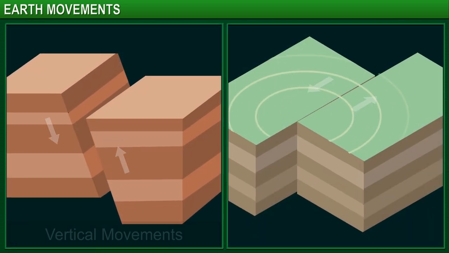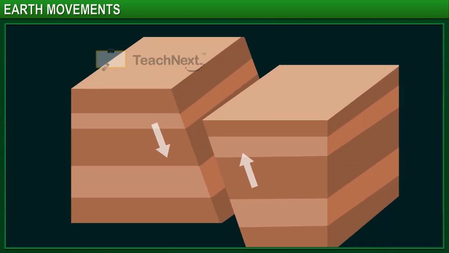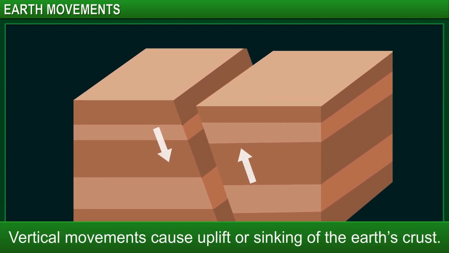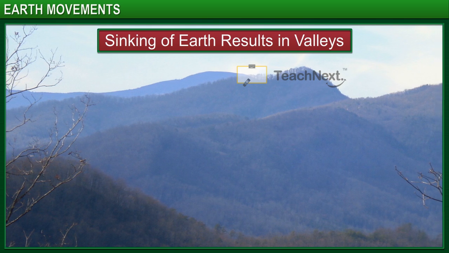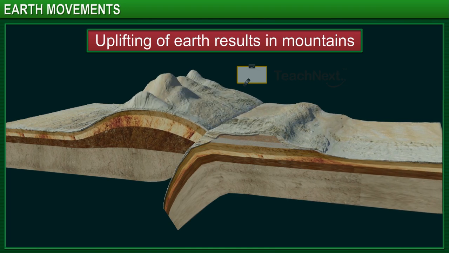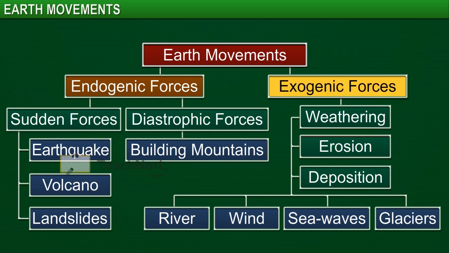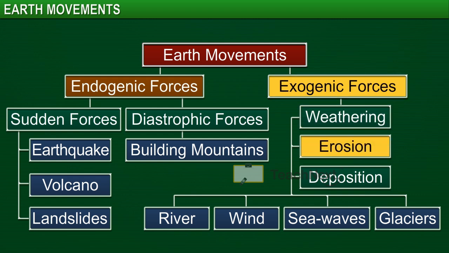Endogenic movements can be vertical or horizontal. Vertical movements cause uplift or sinking of the Earth's crust. When the Earth sinks, valleys are formed. When the Earth is lifted up, mountains are formed. As mentioned earlier, apart from endogenic forces, there are exogenic forces that act on the Earth's surface. Exogenic forces can take the form of weathering, erosion, and deposition.